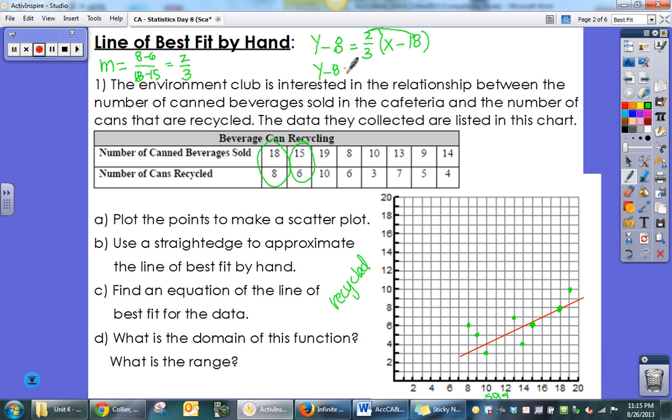Y minus 8 equals 2/3 x minus, and on the top I end up with, in my numerator, 18 times 2, so 36, and 3 in the denominator. So I'm going to go up here and simplify that. Y minus 8 equals 2/3 x plus 12. And then I'm going to add 8 to both sides to get it into slope-intercept form. So y equals 2/3 x plus 20 is my equation.